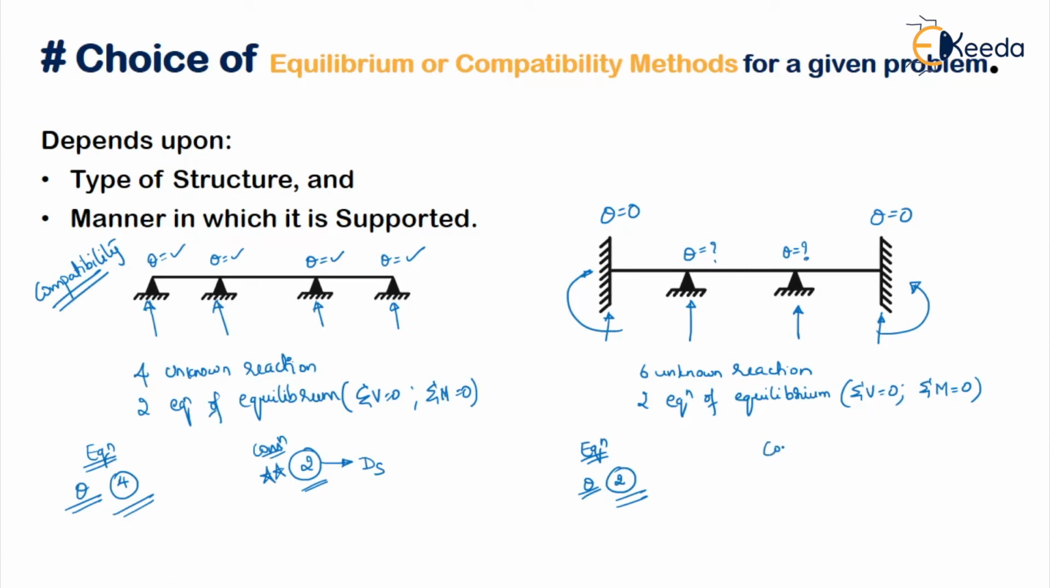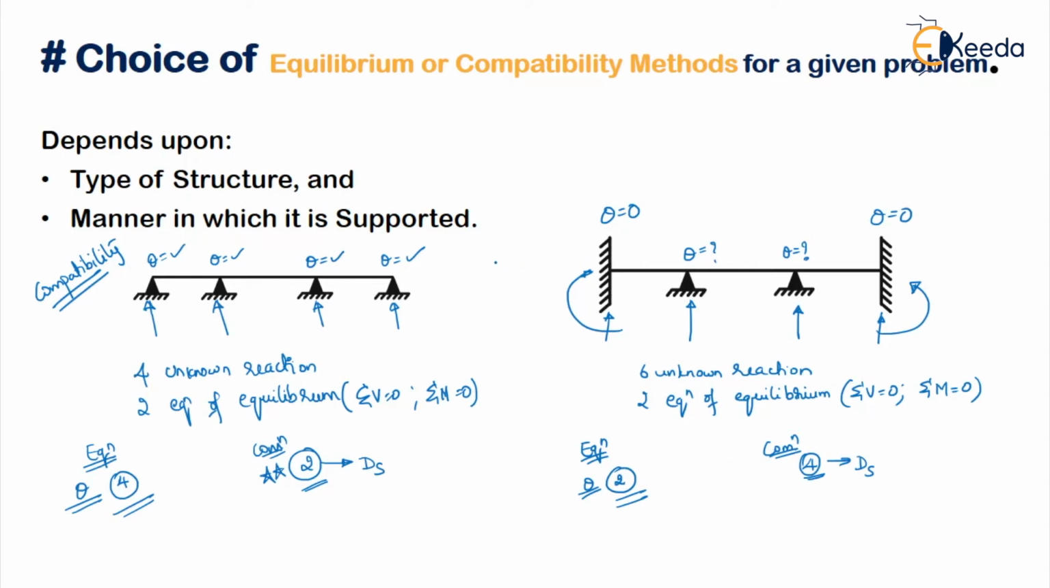When it comes to the compatibility method, what will happen? We have 6 unknowns, and 2 equations of equilibrium are already there, so the remaining unknowns are 4. So we need 4 compatibility equations. The degree of static indeterminacy is 4 here. So we will need 4 compatibility equations. Which is easier in this particular case?